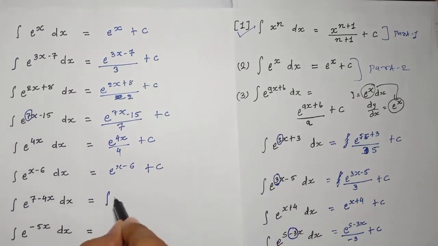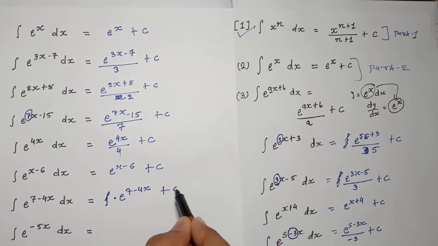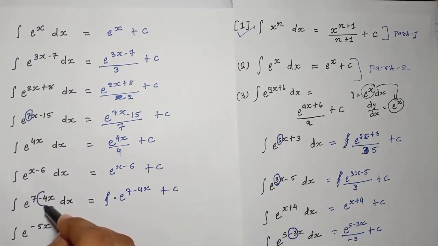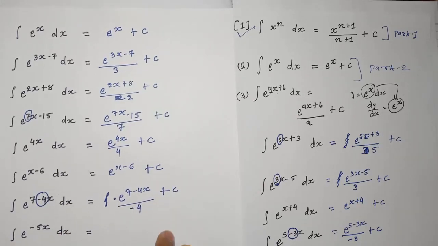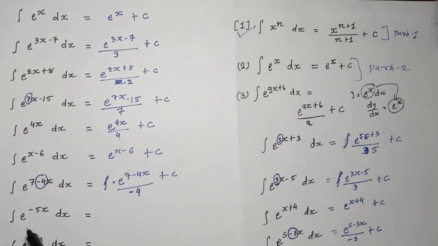Now 7 minus 4x, so as it is, 7 minus 4x. Now you can see that 4 is multiplied with x and it is minus 4, so divide by minus 4. Then e raised to minus 5x. We write it as it is first, right? Now x is multiplied by 5, and that 5 is minus 5, so divide by minus 5.